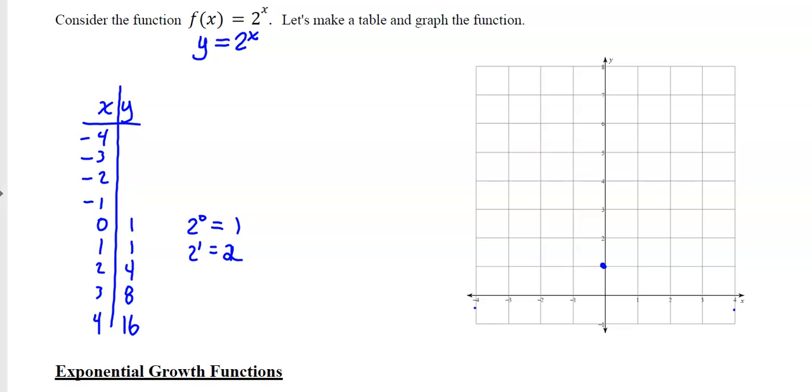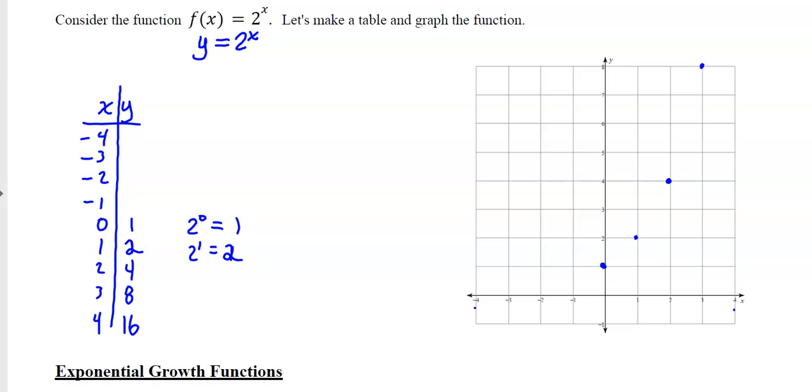So let's get those on here. This was actually supposed to be a 2. So 1 comma 2, over 2 we're up to 4, over 3 we're up to 8. And at 4 we're way off the screen. We're too far up to even put it.